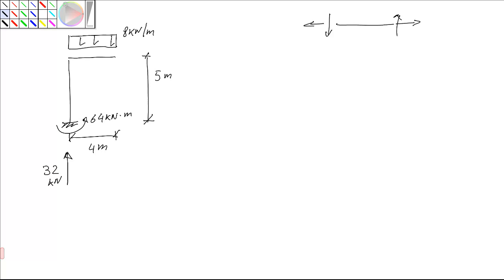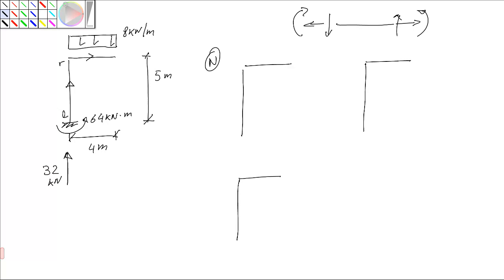to 32 kilonewtons. Sum of moments to A, this one causes no moment, this one causes no moment, this one causes a positive moment, and this one causes a negative moment. Minus 8 times 4, which is a resultant, times 2, which is the distance. So AM is equal to 64 kilonewtons meter.